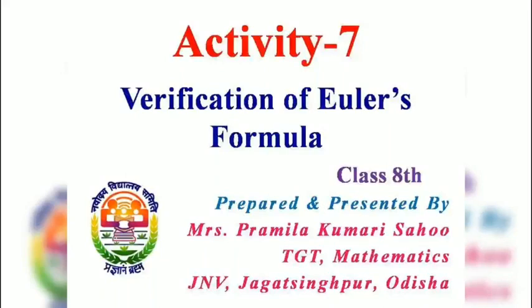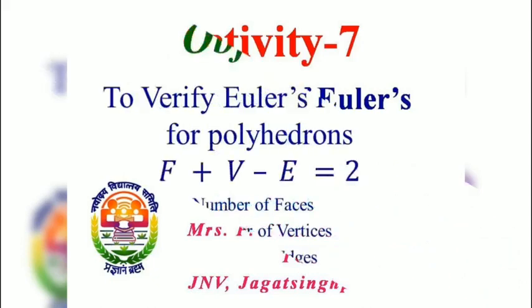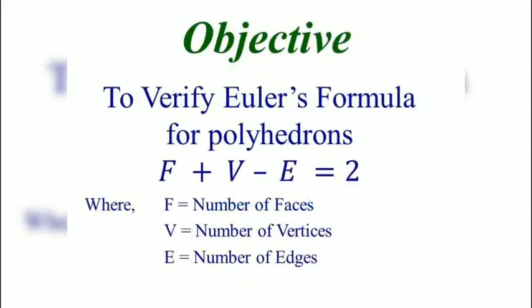Dear students, let us start activity 7, verification of Euler's formula. Objective of this activity is to verify Euler's formula for polyhedrons. That is, F plus V minus E is equal to 2, where F is number of faces, V is number of vertices and E is number of edges.